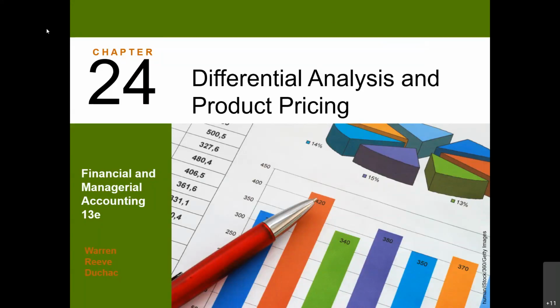This chapter is a bit of a continuation of chapter 23. The primary difference that we're looking at here is different ways to analyze the information from a cost perspective. And we're also looking at ways to price our products in order to get them ready for sale.